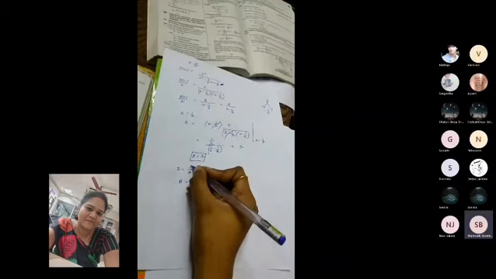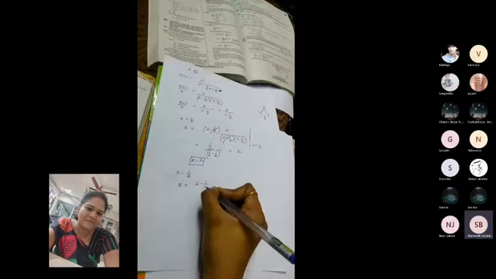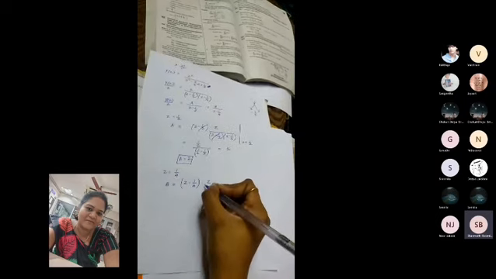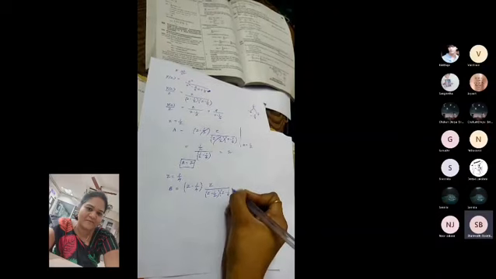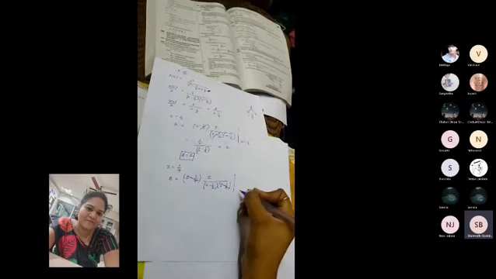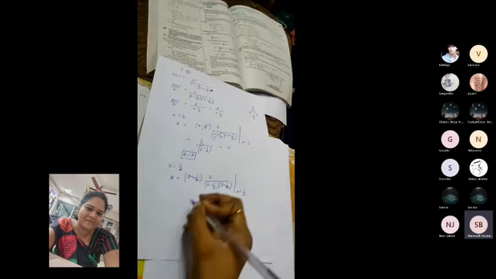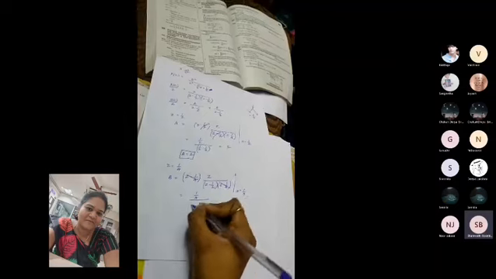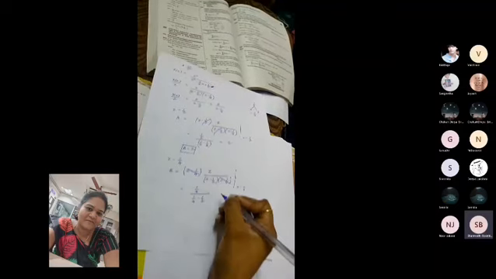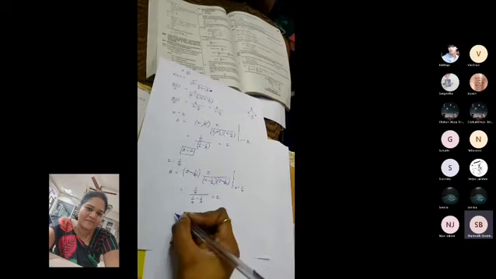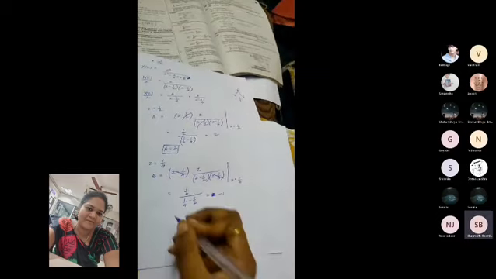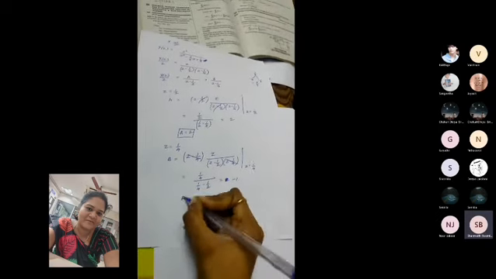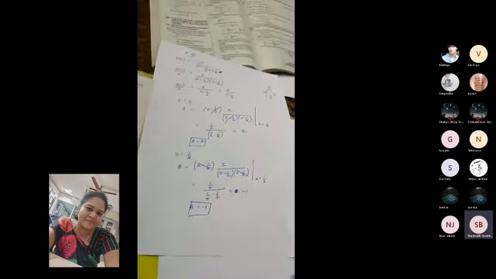B will be equal to the residue of this, which is Z minus 1 by 4 into Z divided by Z minus 1 by 2 into Z minus 1 by 4. This and this will get cancelled, with the pole value of Z equal to 1 by 4. So 1 by 4 divided by 1 by 4 minus 1 by 2 will be equal to minus 1. So B will be equal to minus 1.